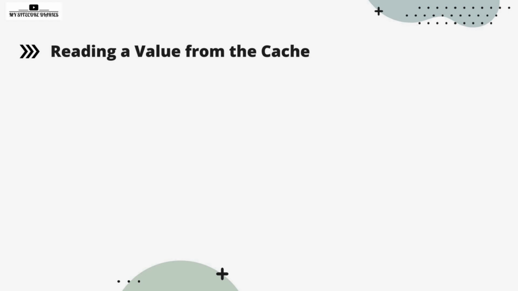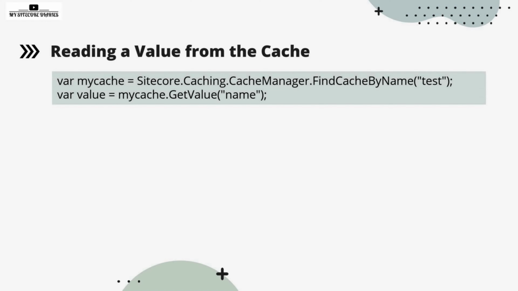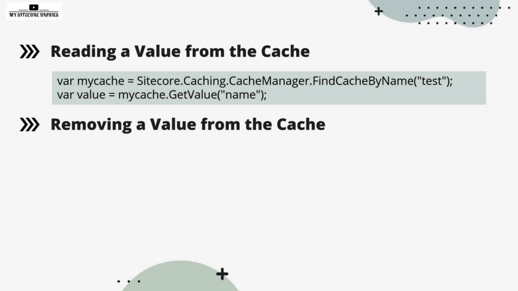Reading a value from the cache. How will you read the value from the cache? Again, you have to use the cache manager. First of all, you have to find the cache by using the cache manager, and then the GetValue method will give you the value of that cache. So, simplest code.